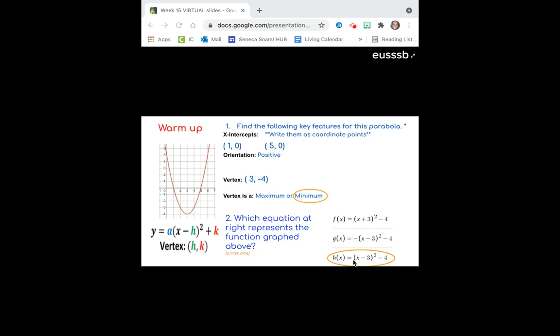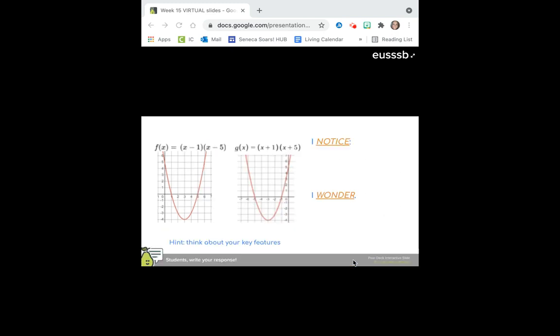Okay, so while we're learning about this form today, we will also not be forgetting about our vertex form. So take a look at these 2 graphs and their equations. The graph that matches f of x is right below f of x. The graph that matches g of x is right below g of x. Tell me what you notice and what you wonder about those graphs.